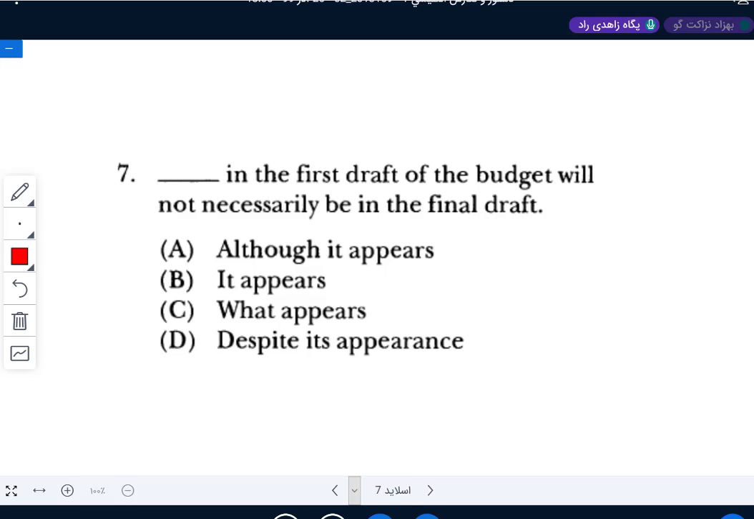Yeah. I think the best choice is C. What appears in the first draft of the budget will not necessarily be in the final draft. Excellent. So, why didn't you choose choice A? Do you see any comma? No, there is no comma. When although, which is a subordinate clause connector, comes in initial position, we expect to see a comma. So this is not correct.